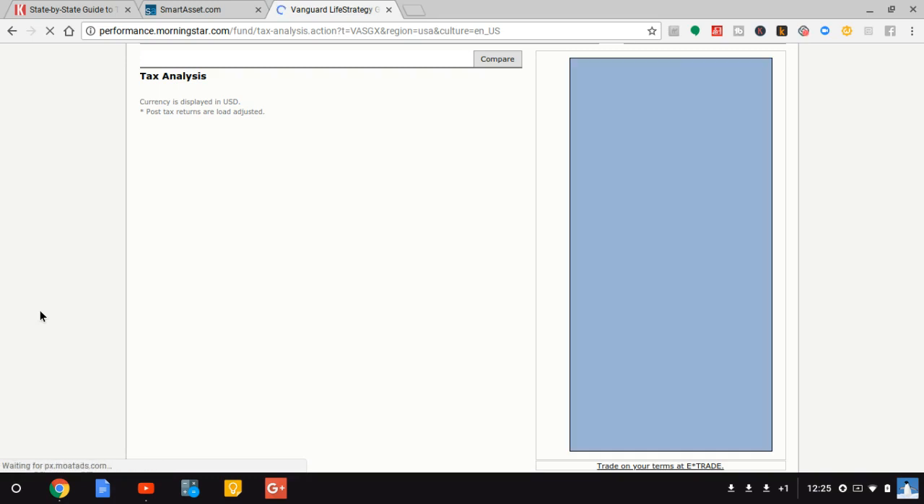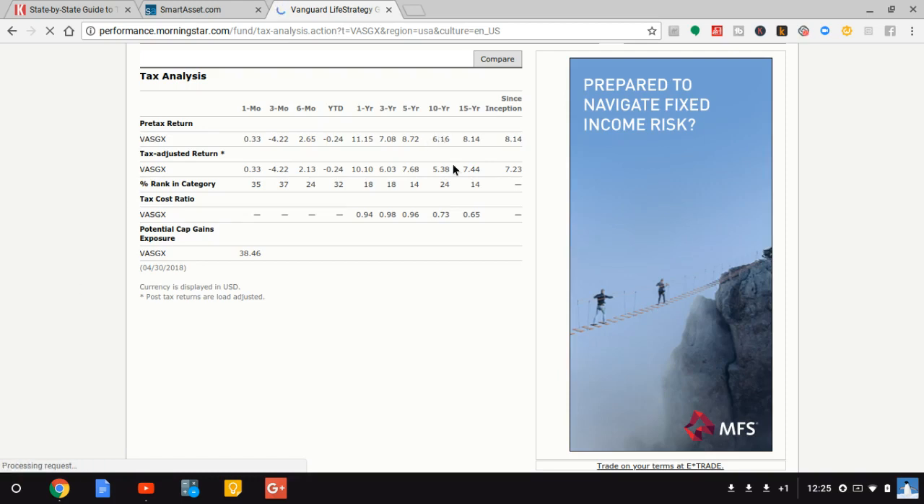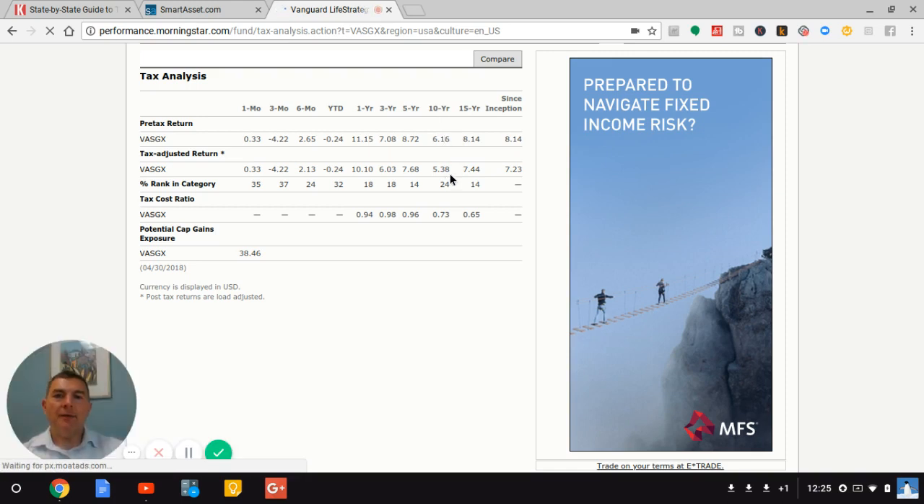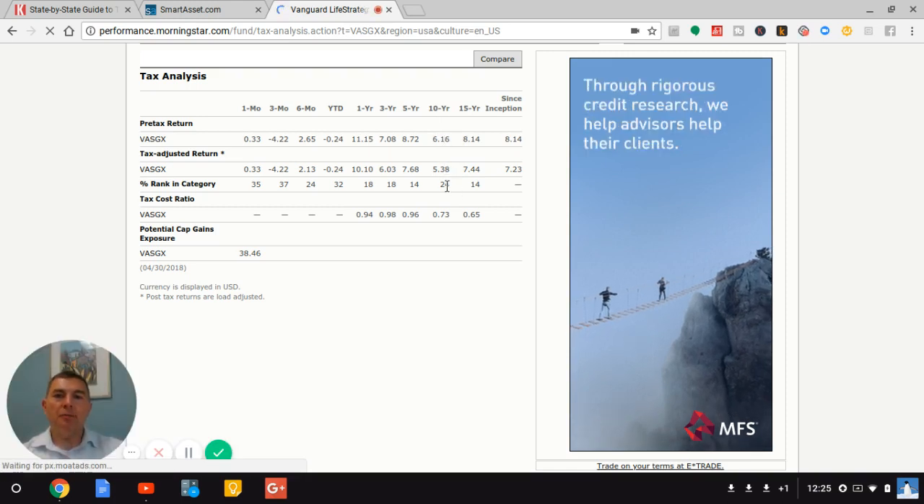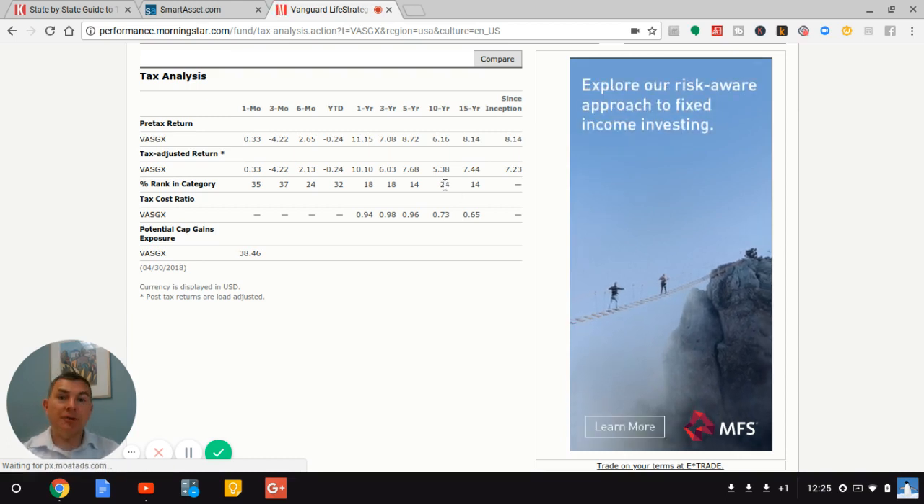All right. So here's right here. Remember that? We're going to go to 10. 6.16 pre-tax, after tax 5.38, which means tax cost ratio, where we are from a tax perspective, is we are in the top 24%, top quarter of our peers net of taxes. And that's what I want to see. I want to see that, especially if this is in a taxable account. Over 15 years, we're in the top roughly eighth of our peers net of taxes.